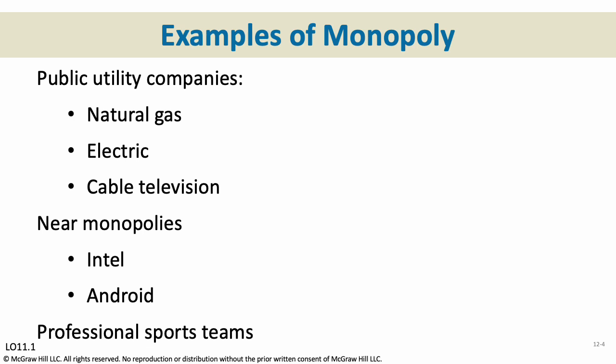Professional sports teams are monopolies. There's one league, and they get exemptions from the government to be that way. So Major League Baseball or the NBA or the NFL, those are all examples of monopolies. There are other football leagues and other baseball leagues, but not in the major league category.